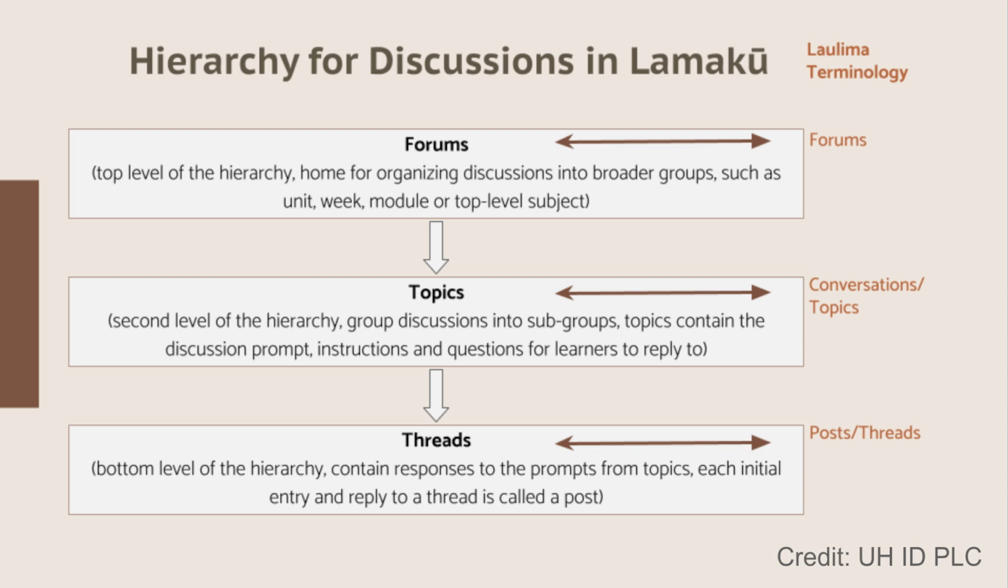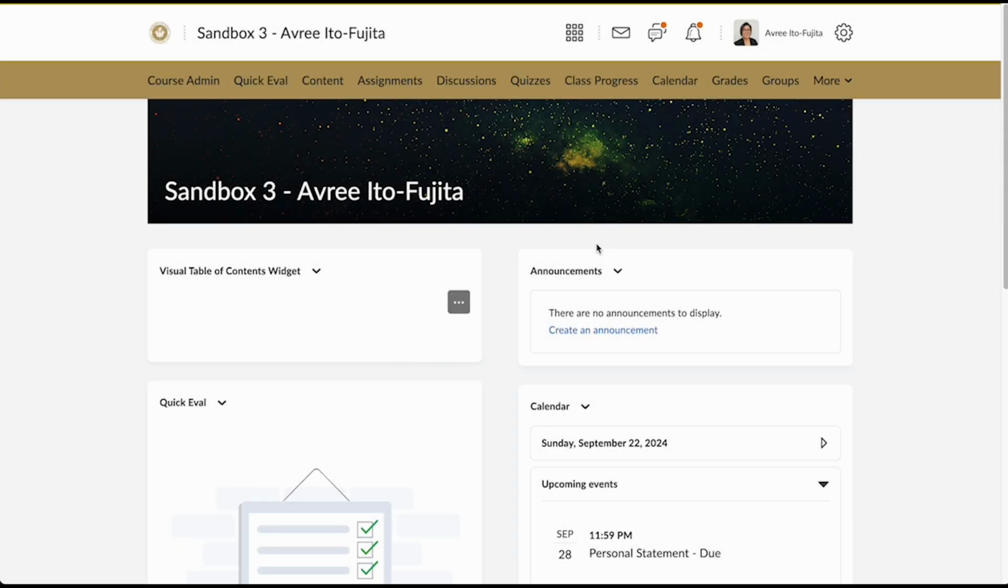Threads are the third level of the discussion hierarchy and they contain responses to discussion topics. If someone replies to a thread, those replies are contained in a thread. In this example, I want students to respond to a class introduction topic.